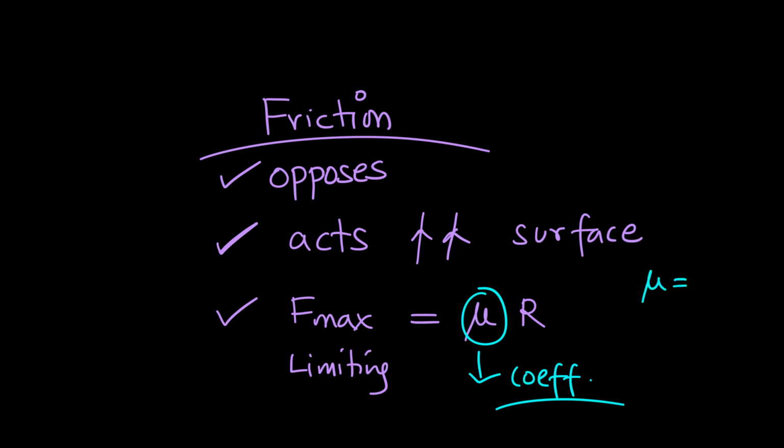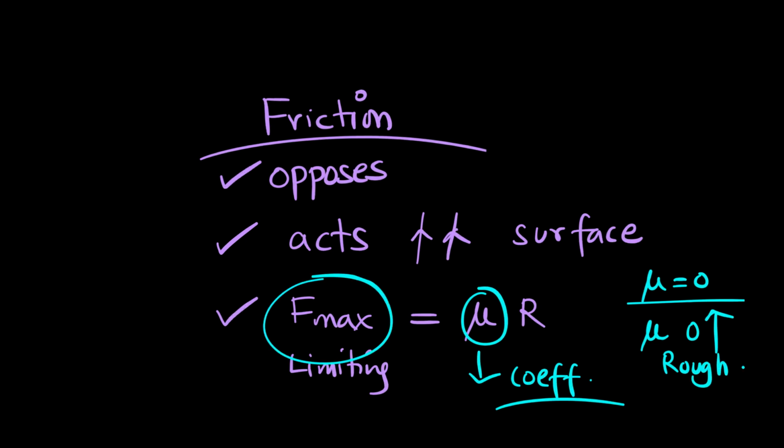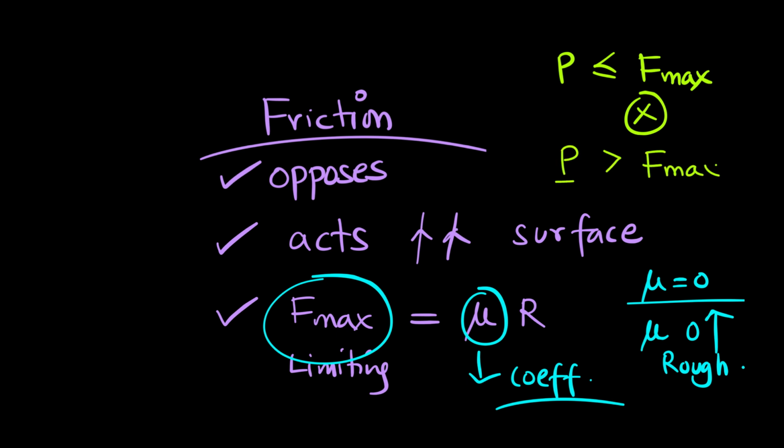If the value of mu is 0, that means there is no friction. That's a smooth surface. If the value of mu is greater than 0, that means it's a rough surface. And we calculate the value of Fmax. If the applied force is lesser than or equal to Fmax, the particle won't move. The particle will only move if the applied force is greater than Fmax.